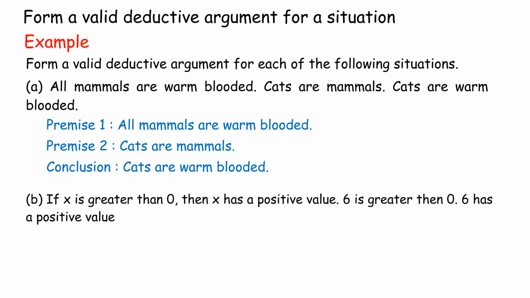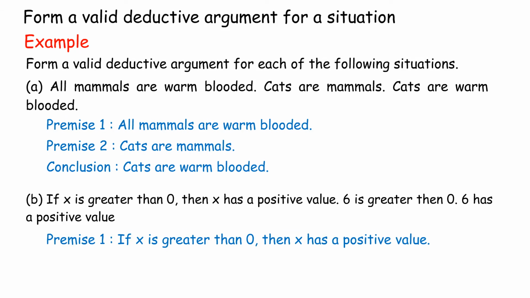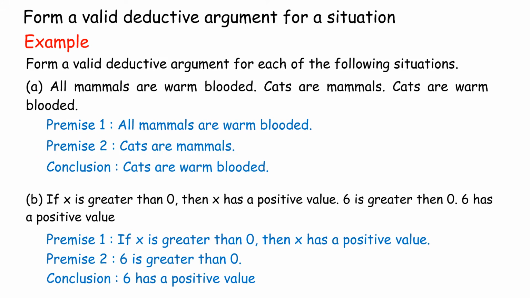B. If x is greater than 0, then x has a positive value. 6 is greater than 0. 6 has a positive value. Premise 1. If x is greater than 0, then x has a positive value. Premise 2. 6 is greater than 0. Conclusion. 6 has a positive value.